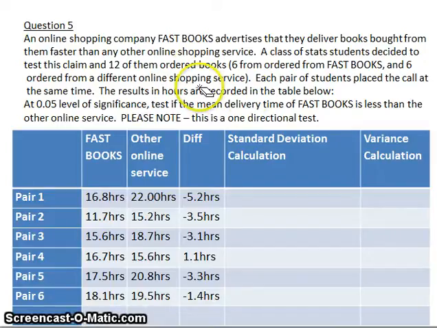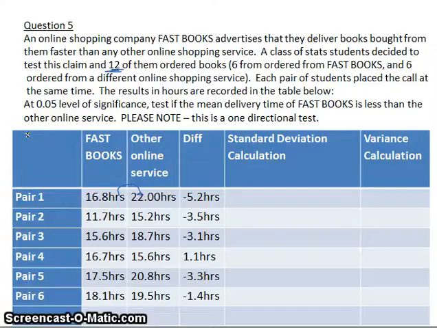So that is one of the reasons why we realize that this is a paired test that we should be using. And what we also gauge from the question is, even though the number 12 is given to us there, 6 of the students ordered from Fast Books, and a matching paired student for each of those 6 ordered from the other online service. So there are 6 pairs in this question, and that is why it's a paired T-test.